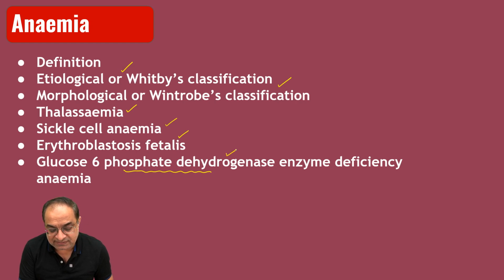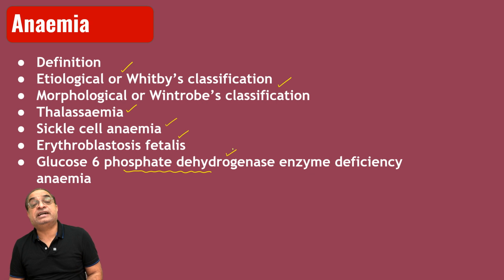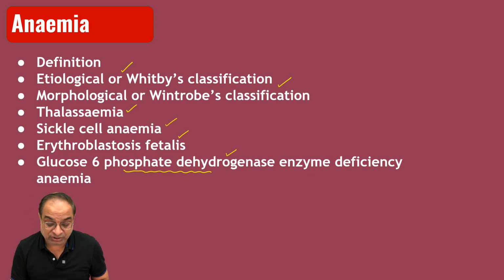G6PD deficiency, that is glucose 6-phosphate dehydrogenase enzyme deficiency. We also call it favism. I'll be discussing these in detail.